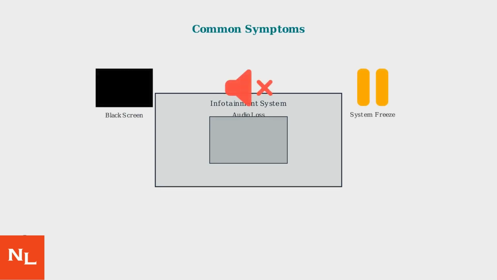Astra J infotainment problems are still common in 2025. Let's identify the main symptoms you might experience. The three main symptoms are complete black screen, intermittent audio loss, and system freezing or unresponsiveness. Now let's go through the basic diagnostic steps to identify the problem.